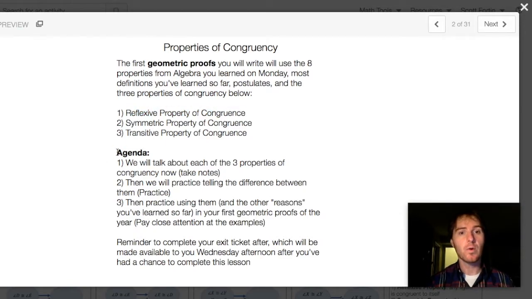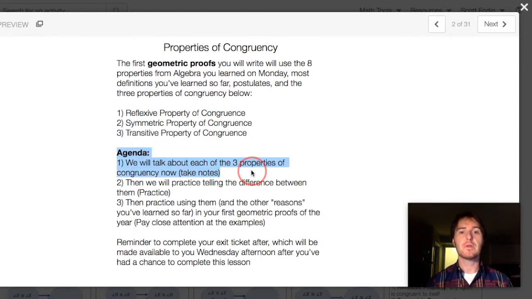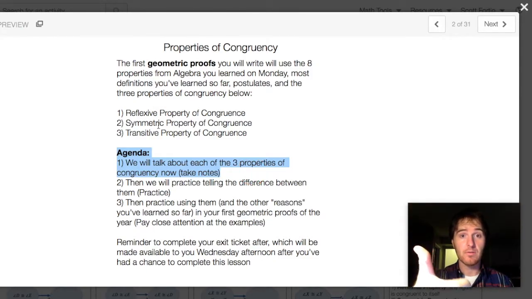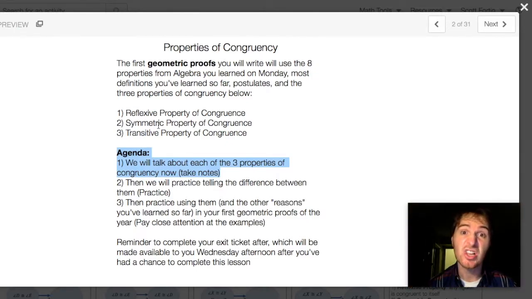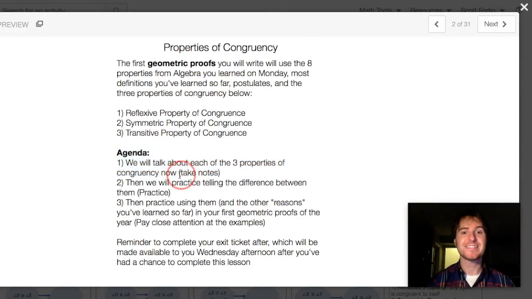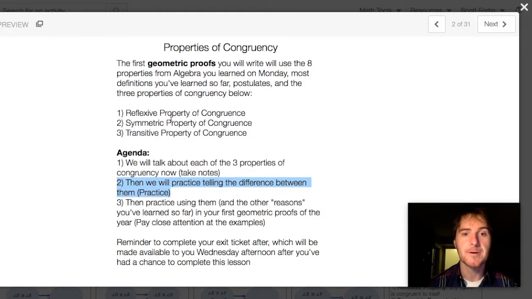All right, so the agenda. What we're going to do today is talk about each of the 3 properties of congruency now: the reflexive property of congruence, the symmetric property of congruence, and the transitive property of congruence. These should look a little familiar because they're also properties of equality. So that's what we're going to do first. Second thing we're going to do in this lesson is practice telling the difference between the 3 of these. When is it a reflexive property of congruence? When is it symmetric? And when is it transitive? That'll be important to be able to distinguish so we can actually prove things, right? And get some more interesting facts later this year.